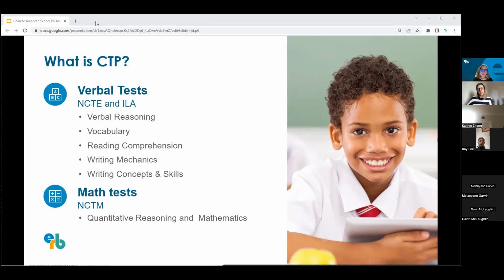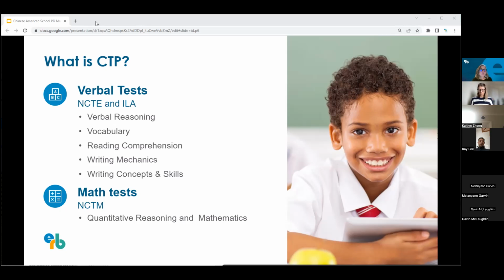What sets our test apart from other standardized tests is that we do have these verbal and quantitative reasoning areas, which allow a school to understand a student's aptitude or potential in verbal and quantitative areas, and not just their skills. So it's a really neat crosswalk of being able to see what a student's potential is, as well as their skill set right now.